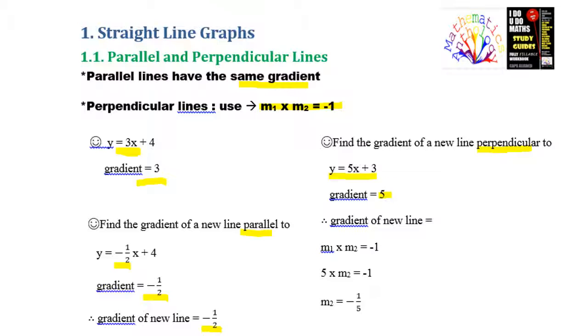So m1 times m2 is equal to -1 here. The gradient of my first graph is +5, so I substitute that into the equation. So 5 times m2 should equal -1. If I want to work out m2, I need to divide by this 5. So m2 is equal to -1 divided by 5, which is -1 over 5. And that is the gradient of the new line.